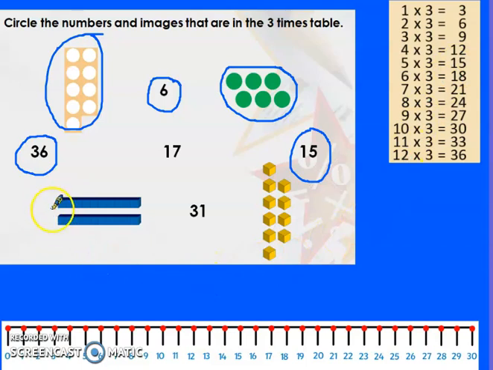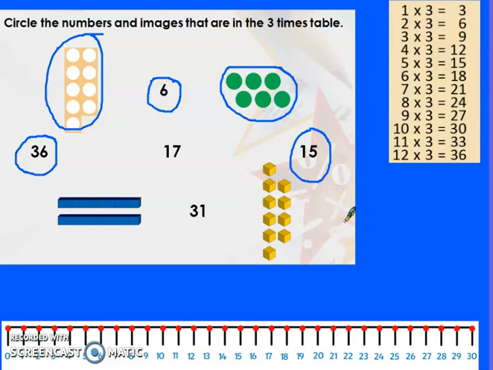We've got 2 base 10 sticks of 10 here, 10, 20. Does 20 come up in the 3 times table? No, it doesn't. So we're going to leave that one blank. 31. Does 31 come up? Yes or no? No, it doesn't. How many cubes have we got in this representation? 1, 2, 3, 4, 5, 6, 7, 8, 9, 10. Does 10 come in the 3 times table? No, it doesn't. So it's just the ones that we've circled that are representations in the 3s.